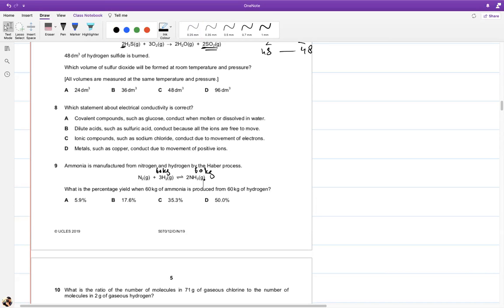अच्छा, अब यहाँ पर एक चीज ध्यान में रखें. The product, when you're checking out the percentage yield, you will ignore the product.